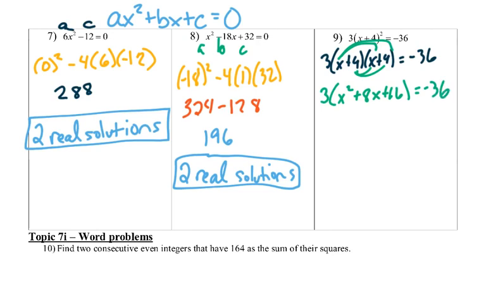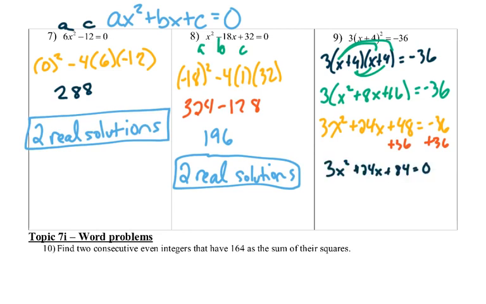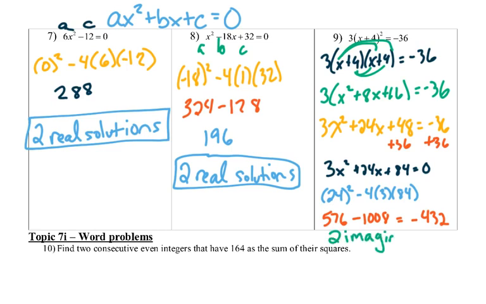And then we can distribute our 3, so we get 3x squared plus 24x plus 48 equals negative 36. And we would add 36 to both sides. And now we can actually do our discriminant formula and see how many solutions there are. So I got negative 432 for the discriminant, which means there are going to be two imaginary solutions to this quadratic.